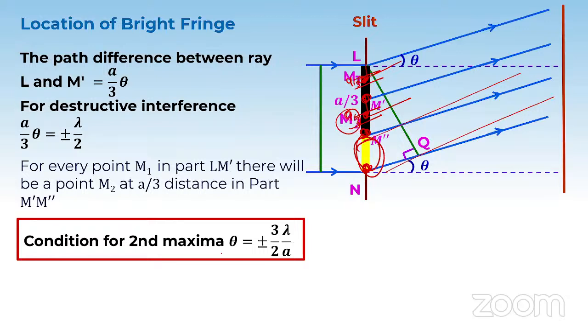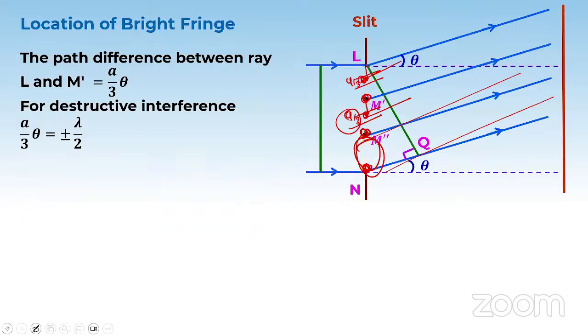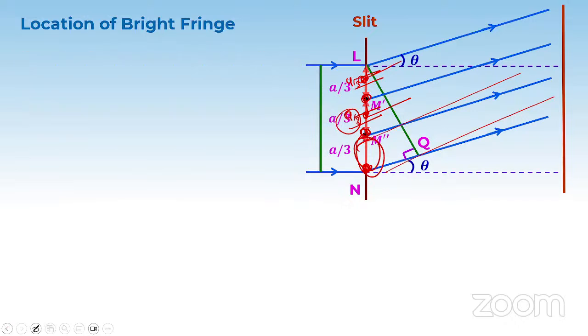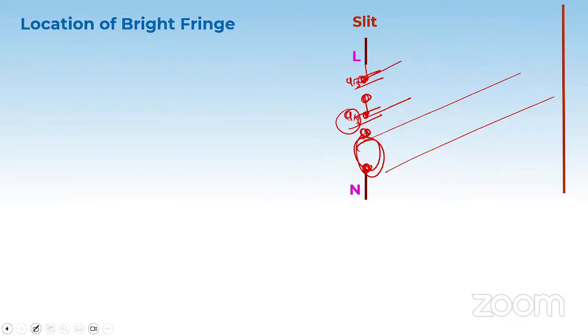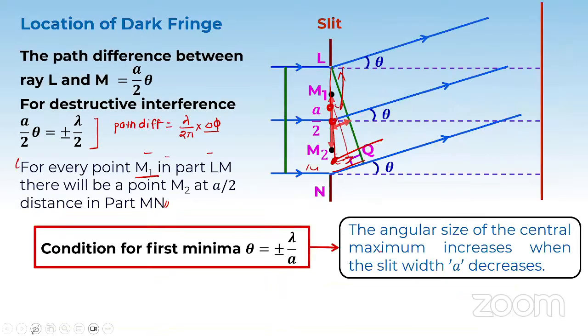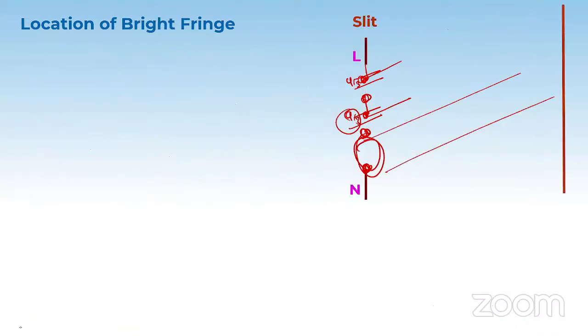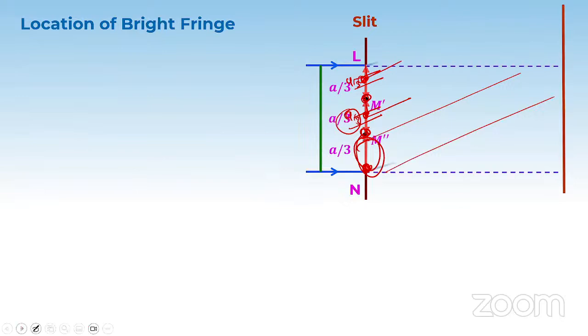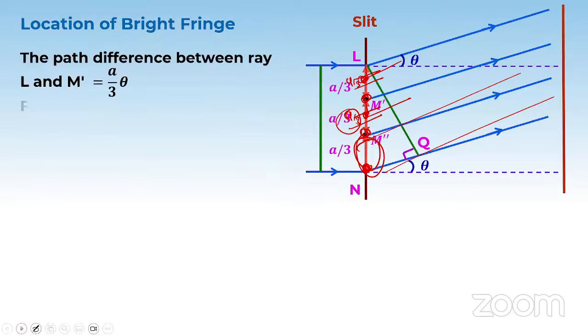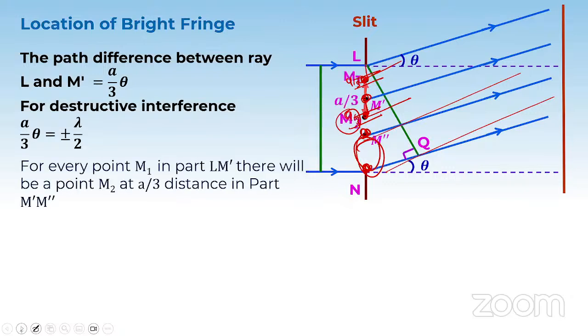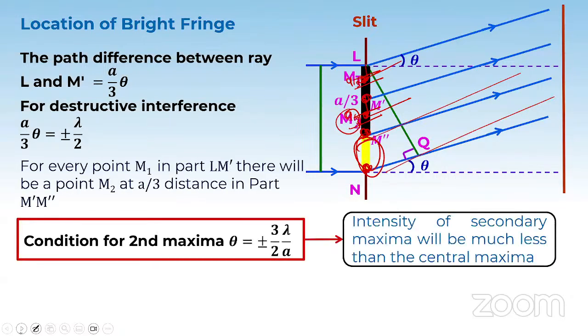So condition for second maxima is theta should be plus minus 3 by 2 times of lambda by a, और उसमें क्या था, lambda कितना होना चाहिए था डार्क फ्रिंज के लिए, कंडीशन फॉर मिनिमा इज lambda अपॉन a, जनरली इट इज lambda by a, और वहां पे 3 by 2 times of lambda. Okay, what it is, 3 by 2 times of lambda. I hope that you are getting it.